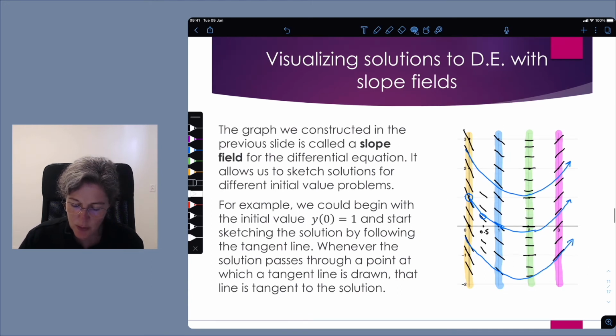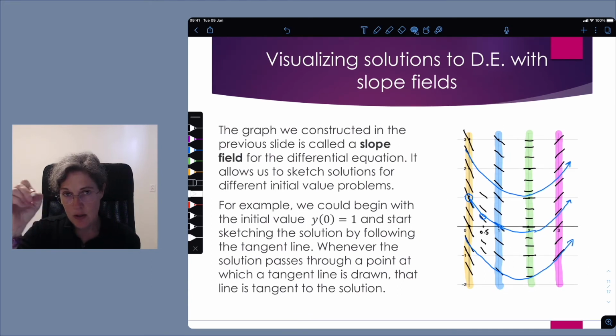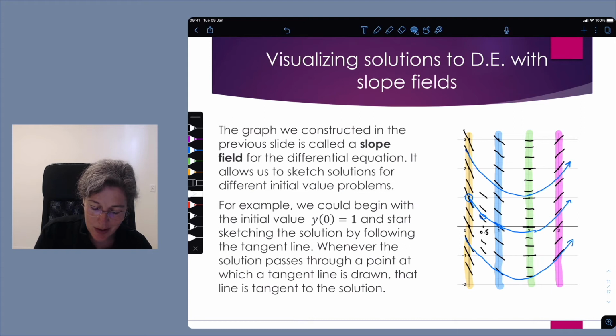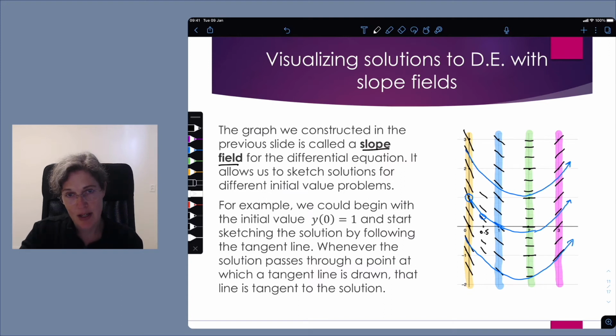Okay, so before I drew in the blue line, when I just had all the little black tangents here, that's called the slope field. It's not particularly an exciting name. It's a whole bunch of slopes, and we call it a slope field because it's basically covering the whole of the plane. And it allows us to sketch solutions for different initial values, as we've seen.